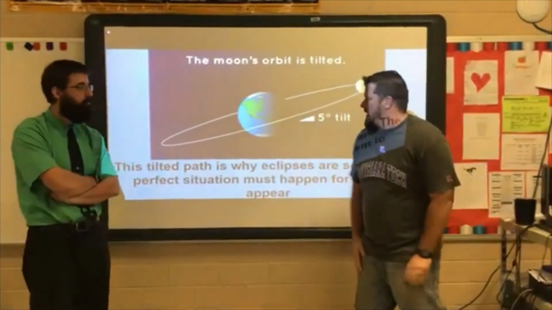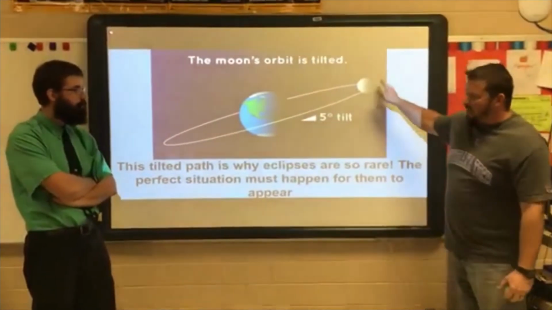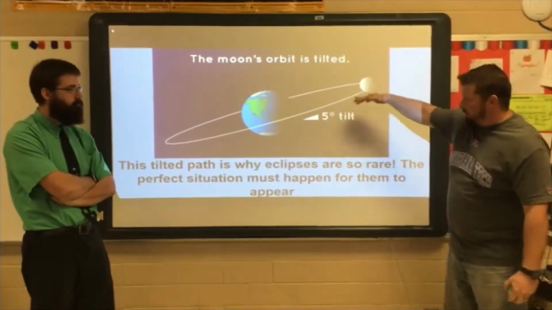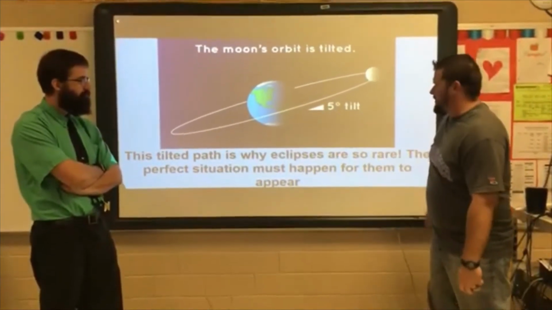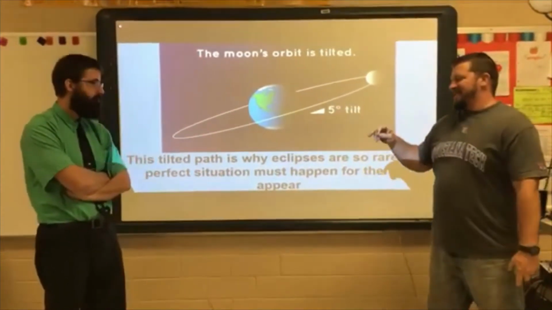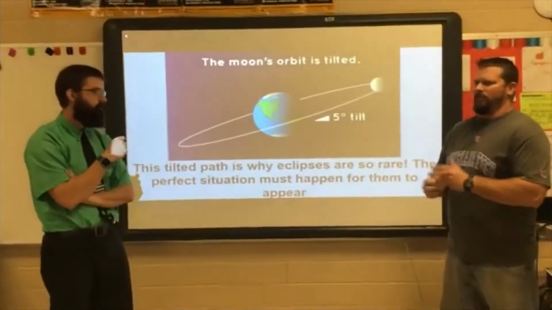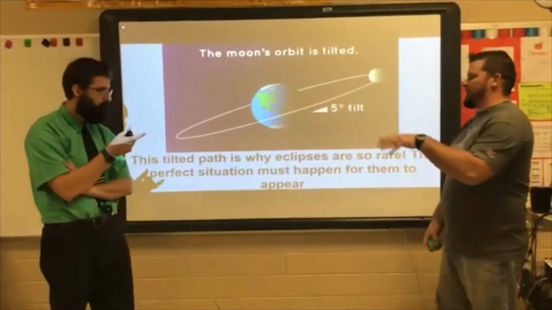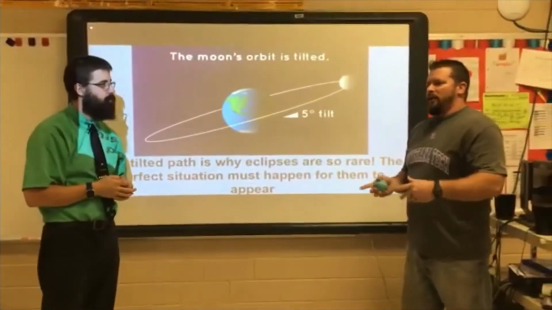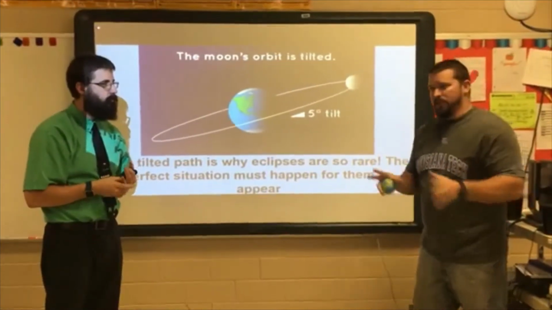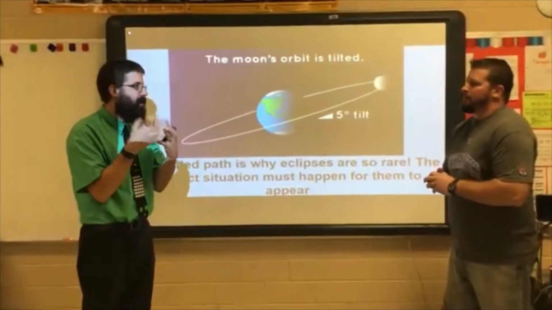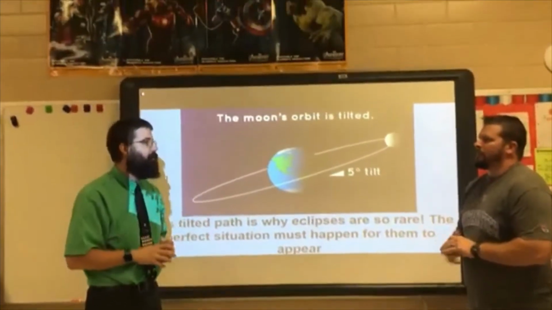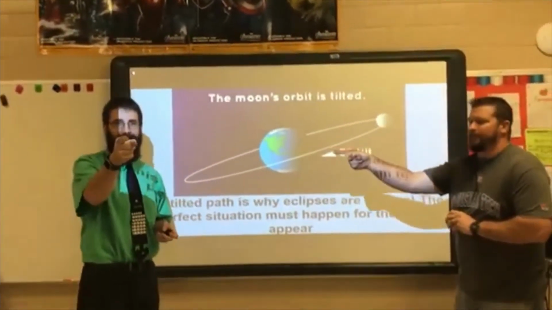Every 28 days. And since it's not a flat, perfect little surface that it moves on, the little orbit, when it goes around, that's what makes it rare. The perfect position must happen, the perfect situation must happen for them to appear. So everything must fall perfectly for this to occur. So it's almost like all the infinity stones must be collected together, and all of them must be together for this to happen. Correct. Yeah.